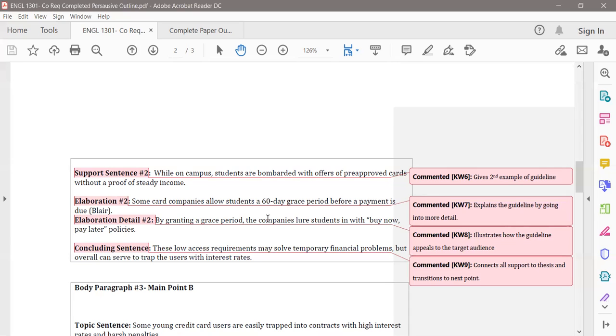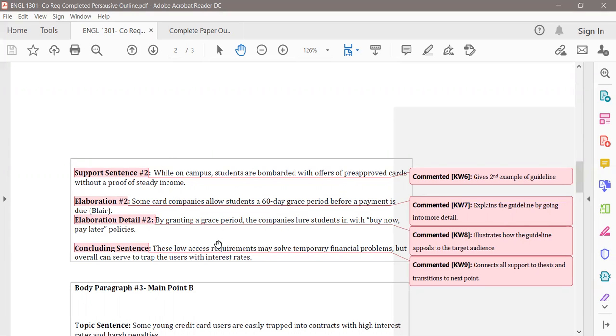That appeals to most people, not only just college students, because people usually don't like to pay bills, right? So that's kind of how I'm explaining or illustrating what I mean by them having those guidelines, by them offering the pre-approved, and explaining what I mean about that grace period, how that grace period appeals to them.